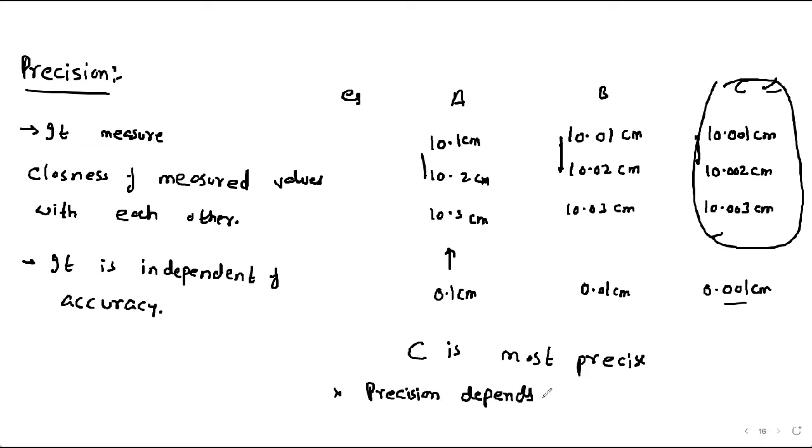Precision depends on least count. Instrument having minimum least count is most precise.